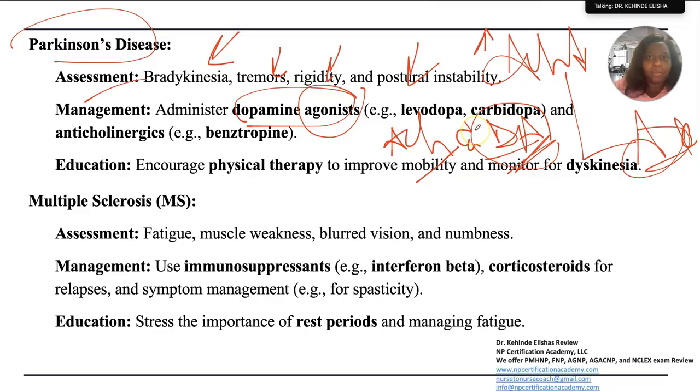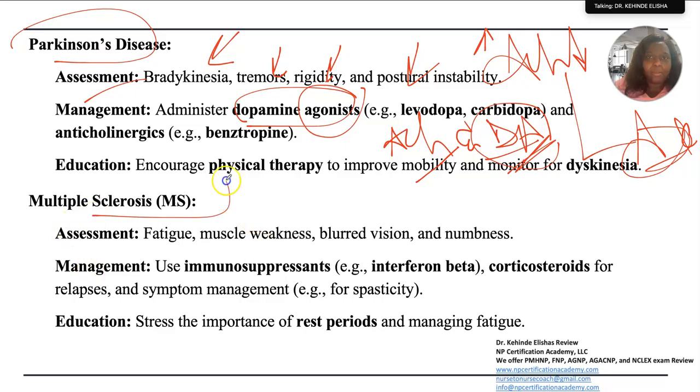How do you now educate somebody with Parkinson's disease? Definitely, you want to encourage physical therapy. You want to improve, find a way for them to improve mobility. And then monitor for dyskinesia. So a lot of times, whenever we have Parkinson's disease, it came from a brain part also called what? Basal ganglia. Basal ganglia is part of the brain that is involved in movement. Any deficiency or any issue that we encounter with the basal ganglia, guess what's going to happen? We're going to start having some movement issues. Now, like bradykinesia, hyperkinesia, and dystonic reaction.